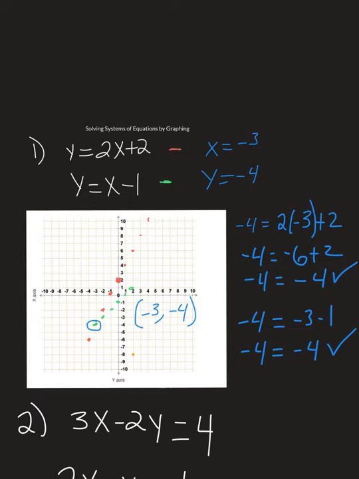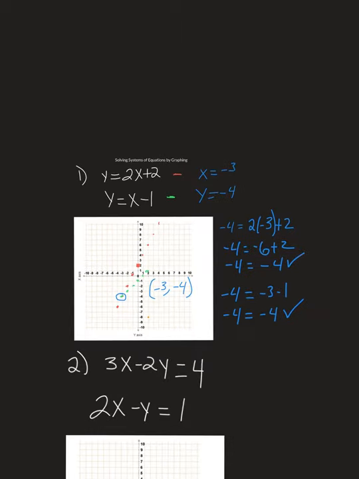So we're done with example 1. We found that the values that make both these equations true are when x equals -3 and y equals -4. You just solved your first systems of equations problem.